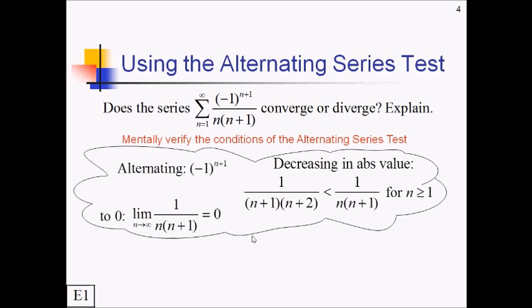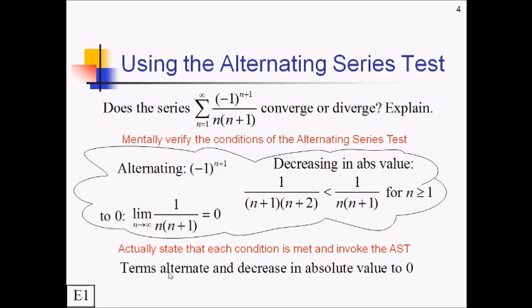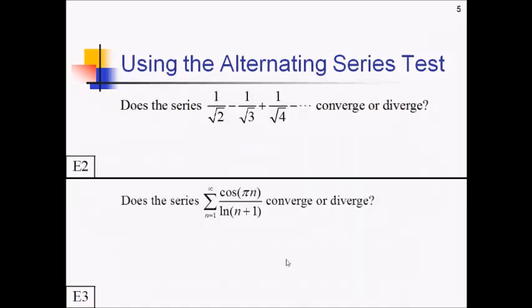So once we've verified all this in our head, we need to actually state that each of these conditions is met, and then talk about the alternating series test. So the wording I always use is that the terms alternate and decrease in absolute value to 0. Therefore, this series converges by the alternating series test. Here are two examples for you to try out. Pause the video and see if you can show the work needed to get these done.